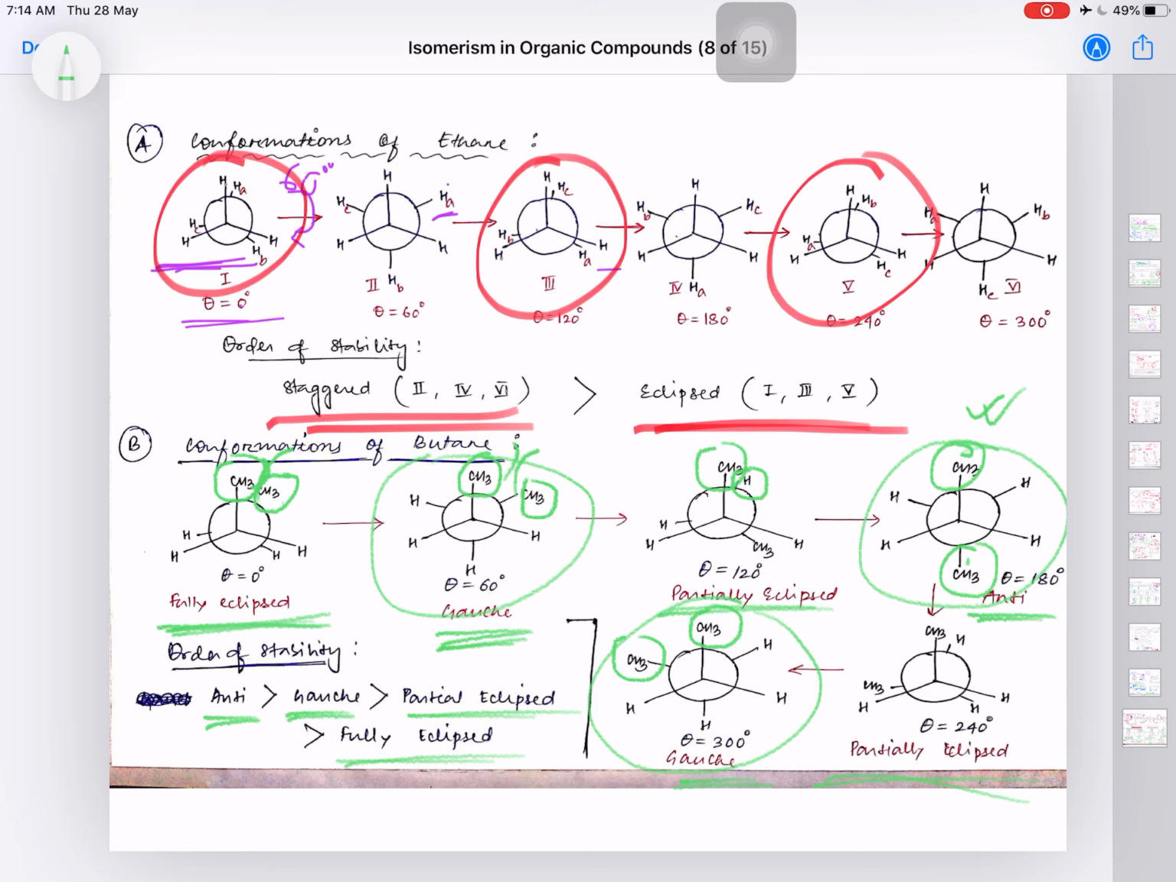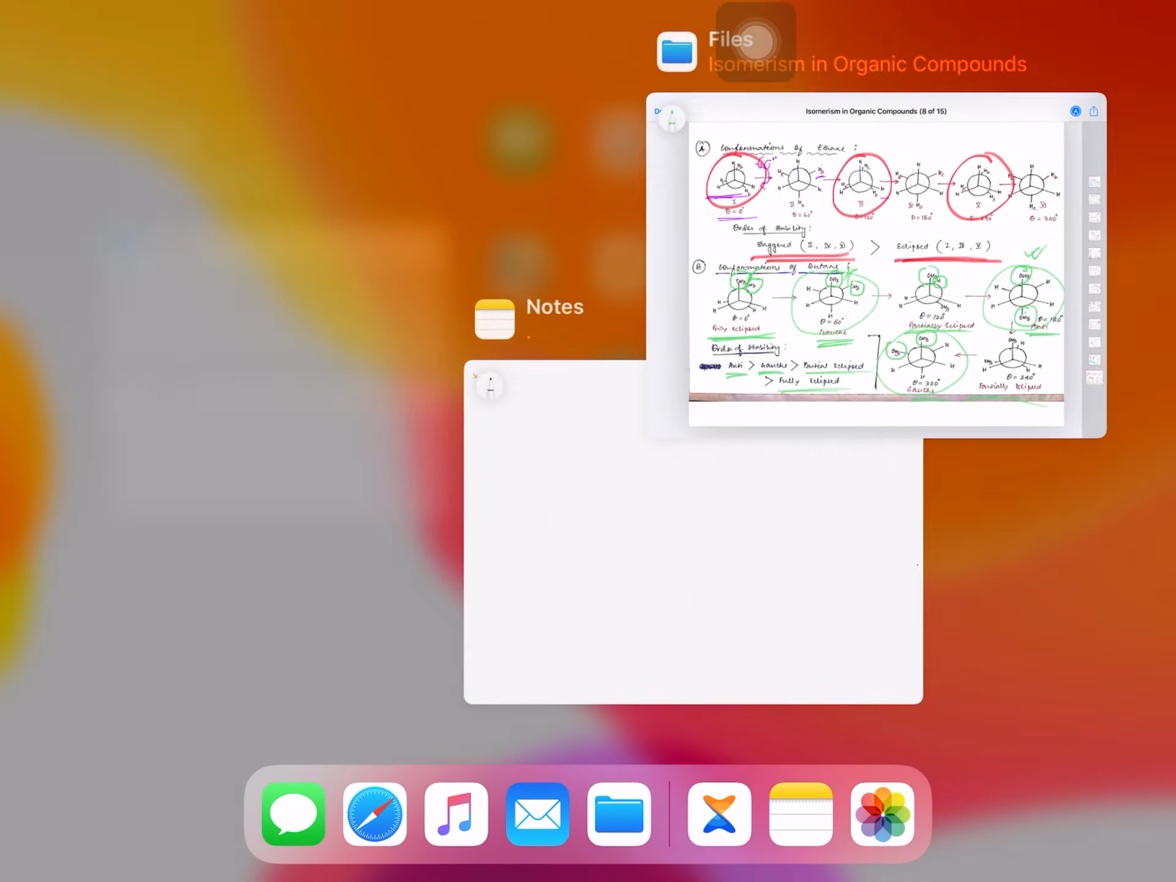These conformations of ethane and butane are very important. This order of stability question came in previous years also, and I guess this question will come this year too, because in 2019 this question didn't come. Now see, one more question is there, you just check this one.